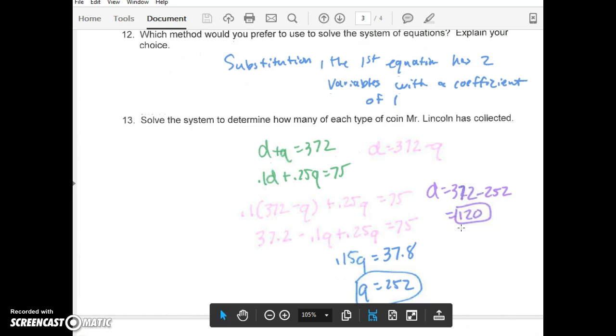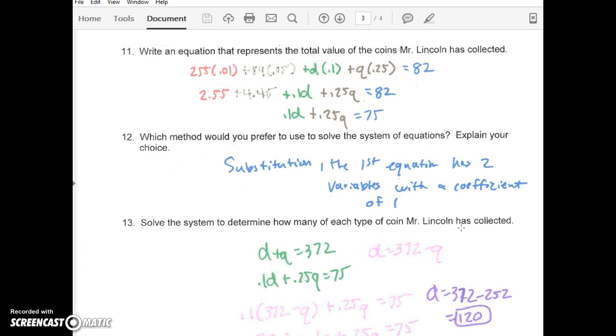I want to go back up to number 11 real quick. There's another way to approach this. You could write this in terms of cents. So if you wrote this in terms of cents, a penny is worth 1 cent, so you'd have 255 times 1, plus 89, nickels are worth 5 cents, so plus 5, plus dimes are worth 10, so 10D, quarters are worth 25, so 25Q. But that changes this number here because this number is dollars.